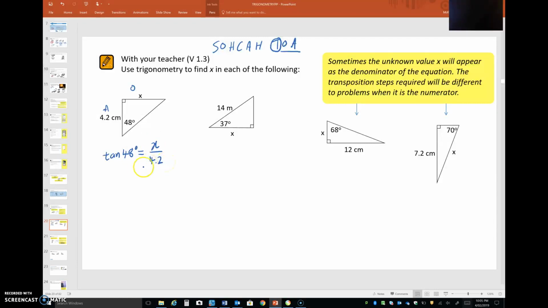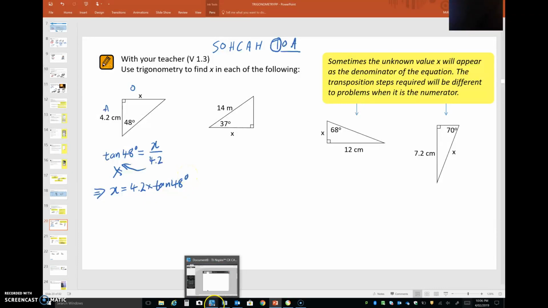So we need to rearrange this. That means making x the subject. So this 4.2 is going to perform the opposite mathematical operation on the other side of this equation. Over here it is dividing, so it's going to go over there and do the opposite, which is times. So we end up with x equals 4.2 times tan 48.